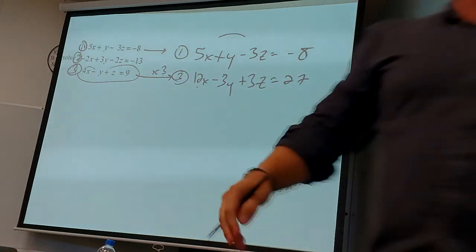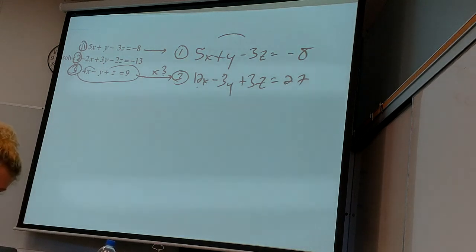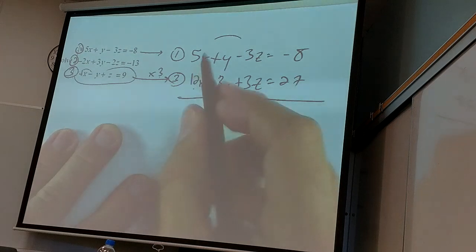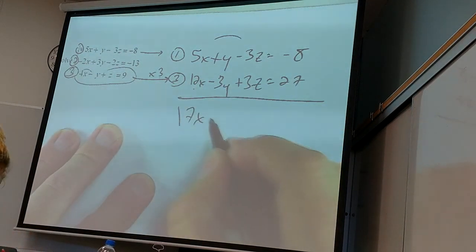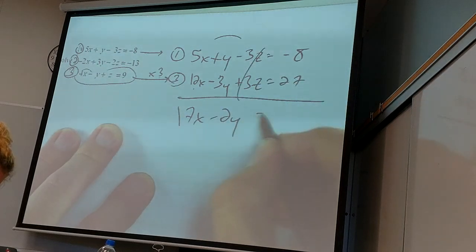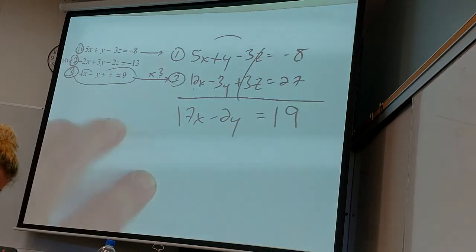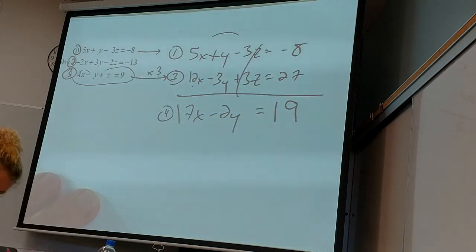Did you guys kill y last time? So now we get 17x minus 3y, minus 2y, die, 19. So that's my fourth equation. I think numbering them like that helps me, at least.